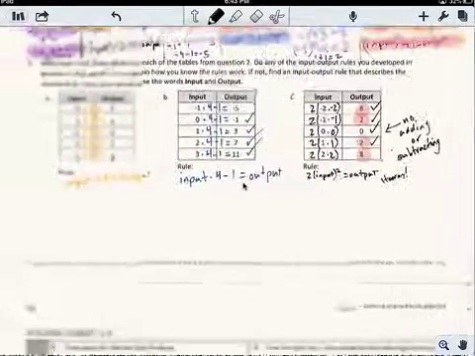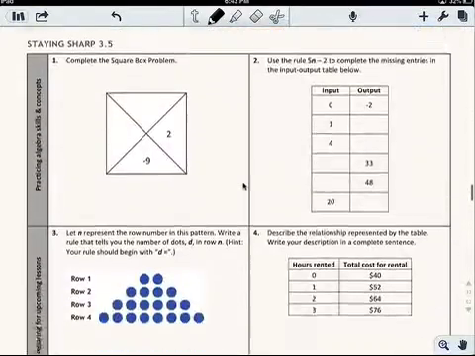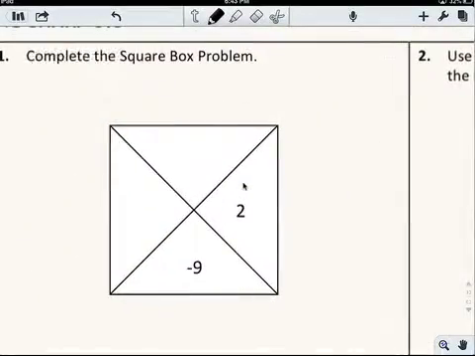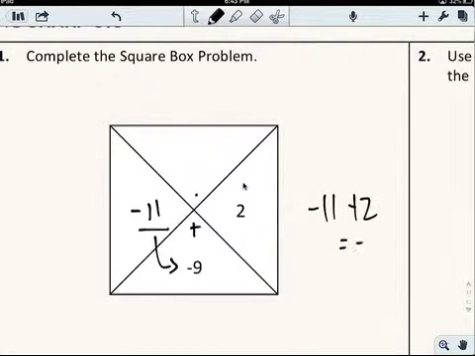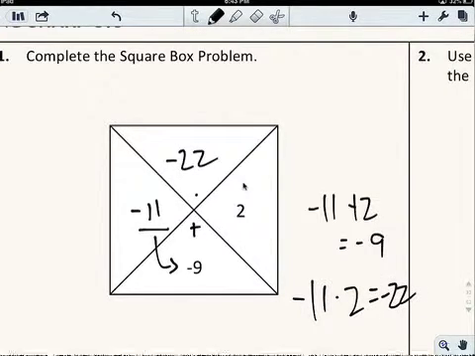So is that the end of the first page? All right, great. Let's look at the back page now. Staying sharp. So these square box problems, you've got to add up to make the bottom, times to make the top. So 2 plus something equals negative 9. And so that has to be a negative number that's bigger than 2, because it ends up at negative 9. So I think it's probably going to be negative 11, because negative 11 plus 2 equals negative 9. And then we just have to do negative 11 times 2 equals negative 22. We're in good shape there.